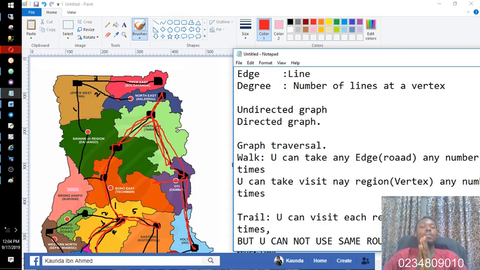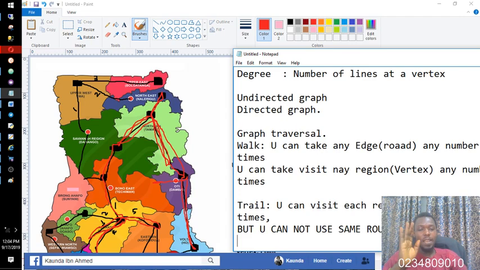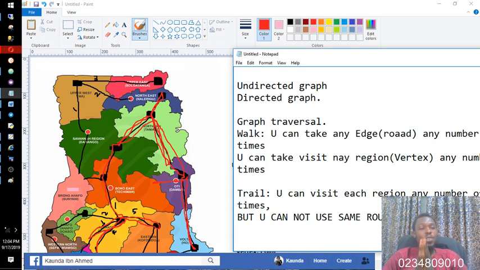Yeah, that is it. Now, while doing your trail, if you are able to start and end at the same region, then it's called a circuit. If you are able to start and end at the same region, then your trail is called a circuit.